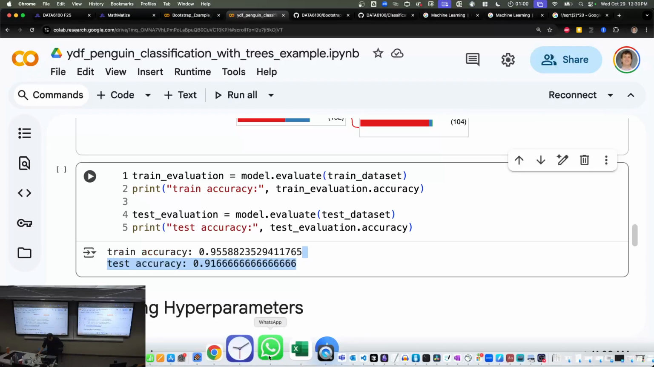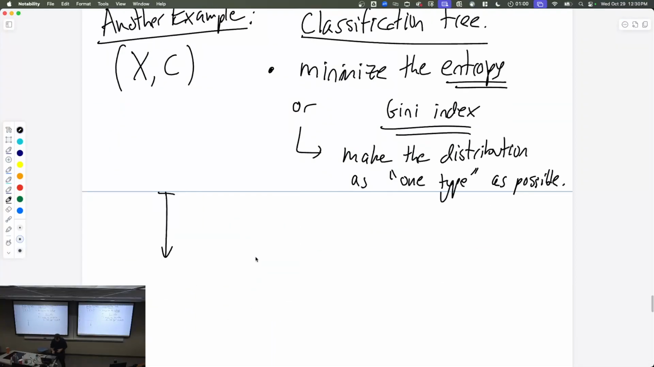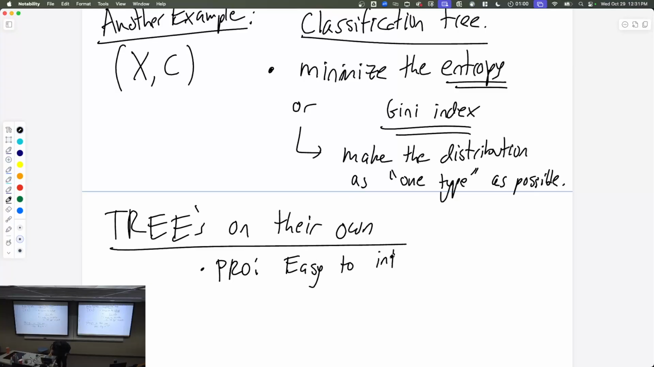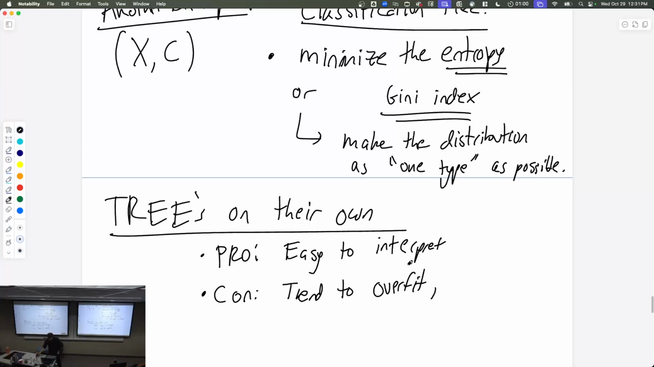So the trees on their own, they have pros and cons, but they're not great. So trees on their own: pro, easy to interpret, but con, they tend to overfit. Overfit, and not very powerful.